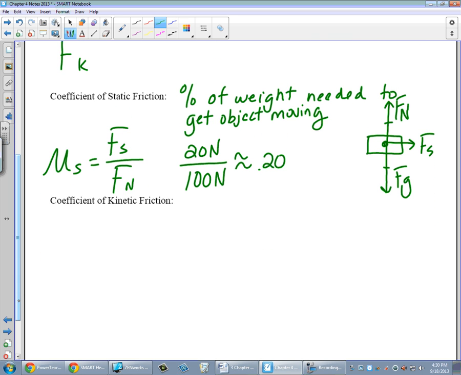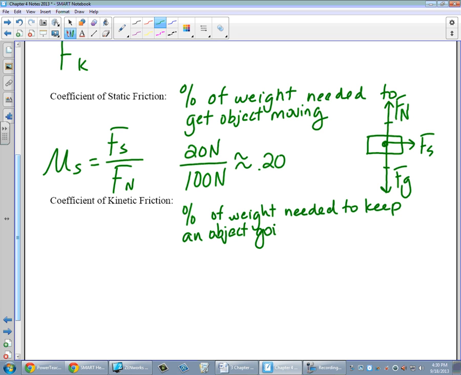The coefficient of kinetic friction is the percent of the weight needed to keep an object going. And the definition mathematically is coefficient of kinetic friction equals force of kinetic friction over normal force.